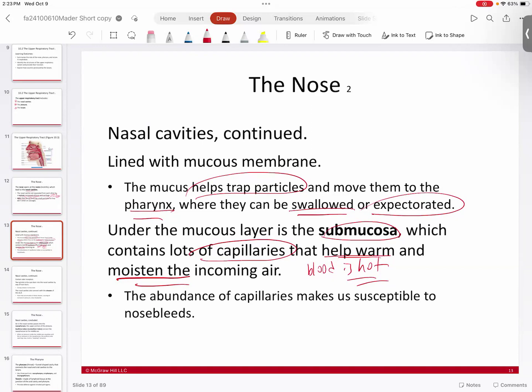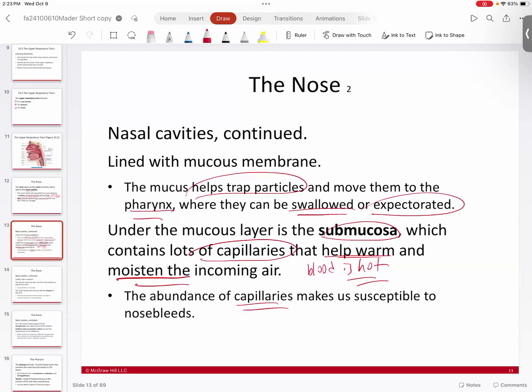Now, because you've got a lot of capillaries in that submucosal region, when you do hit that dry air, all of those capillaries are basically trying to warm the air. Your mucus is pulling moisture from your body to moisten the air. But then those capillaries oftentimes will dry up and crack, just like your skin, right? And when they do, they'll burst, and of course, you get nosebleeds. This is the reason why, have you ever noticed that you tend to get more nosebleeds in the winter than in the spring or summer?